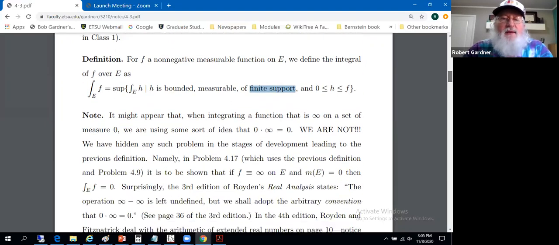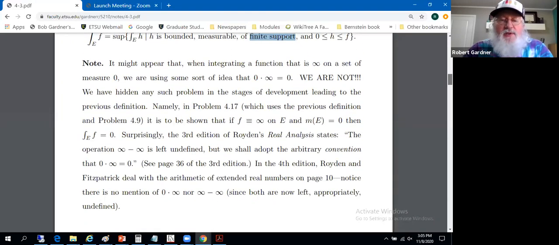Okay, a couple little technical things here that have bugged me over the years of teaching this class. It might appear that when we integrate a function that is infinity on a set of measure 0, we're using some sort of idea that 0 times infinity equals 0, because we're now allowing these functions to be extended real valued functions, so they can take the value infinity. They'll usually only do that on sets of measure 0, for some reasons we'll see at the tail end of this section. But we aren't doing that.